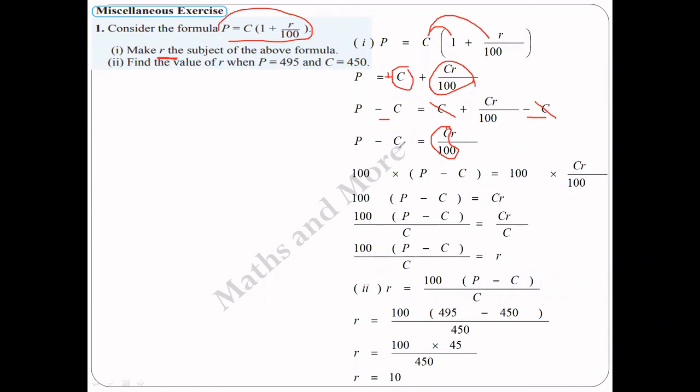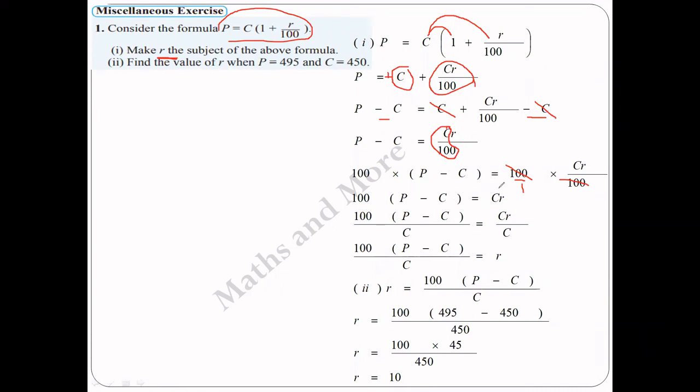But in the left hand side, there are two terms. So always, if there are two terms and you multiply by another term, put brackets. P minus C was there. We want to multiply by 100, so put brackets, then multiply. You can think of the denominator as 100. Cancel this 100 with this 100. Then CR will remain. On this side, 100 into this bracket means 100 brackets P minus C.